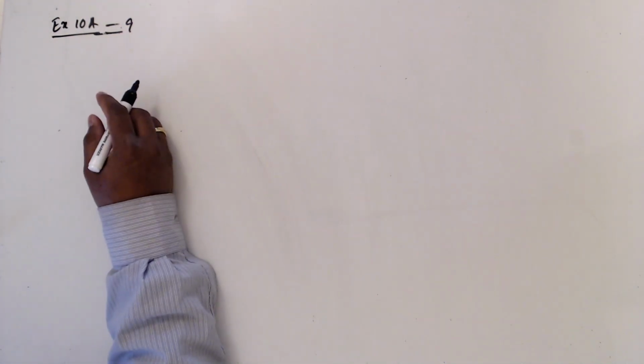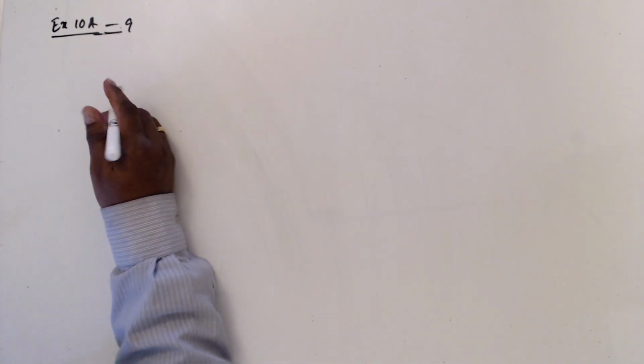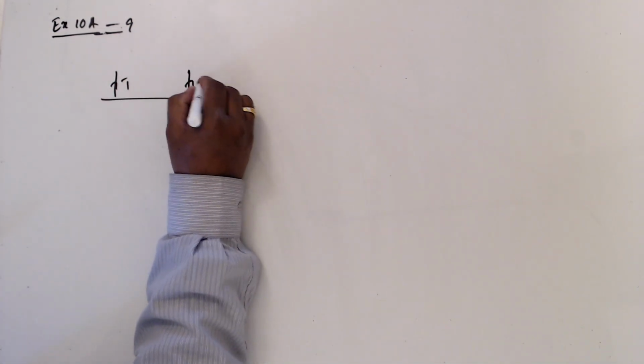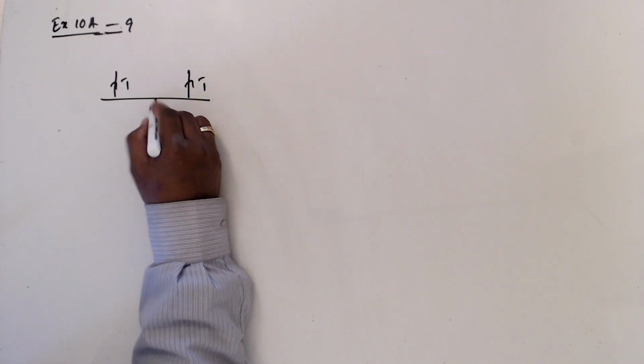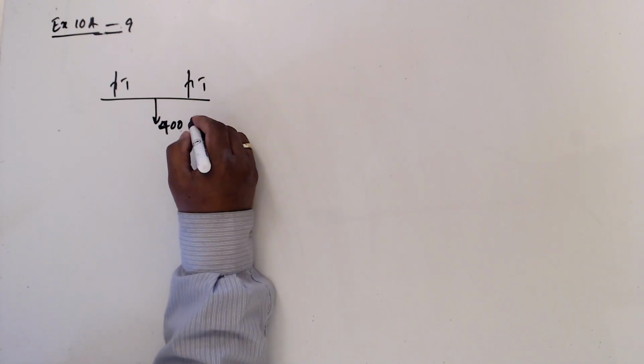Question number 9. A hoist lifts a platform vertically at constant velocity as shown in the diagram. Ignore the air resistance. Work out the tension T in each rope. The tension on the right. This is T, this is T, and this is 400 Newton.